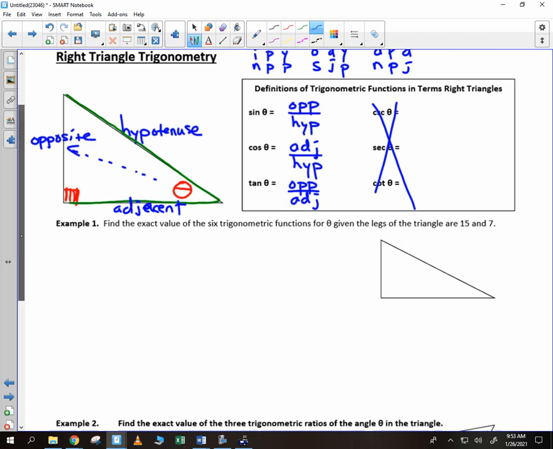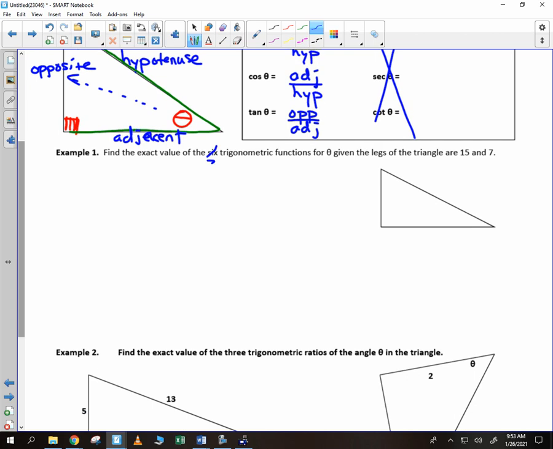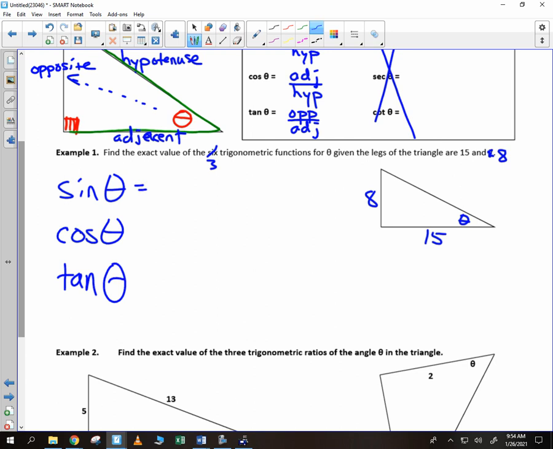All right. It says now, find the exact value of the trigonometric functions. We won't do 6, we're going to do 3. Given theta, with legs of the triangle 15 and 8. So I have a leg of 15 and a leg of 8, and I want to determine sine of theta, cosine of theta, and tangent of theta. You tell me, what side is 8? Is 8 the opposite, adjacent, or hypotenuse?